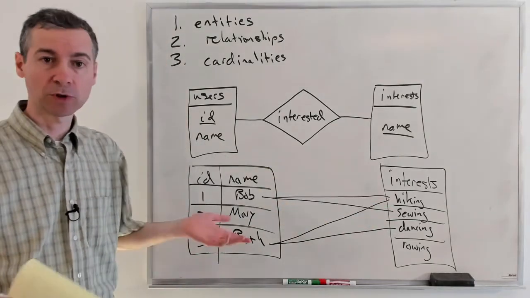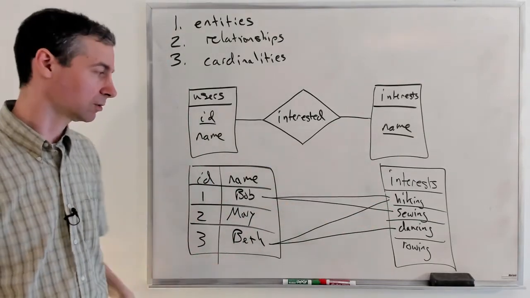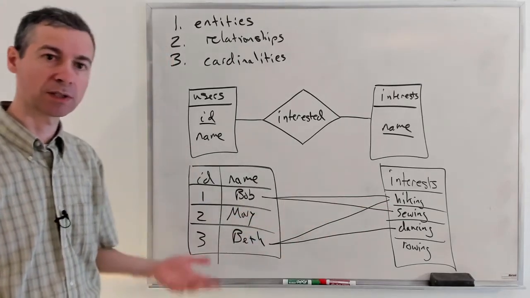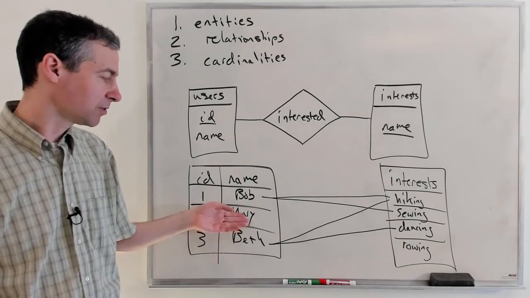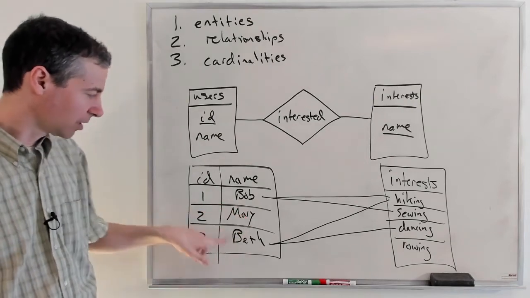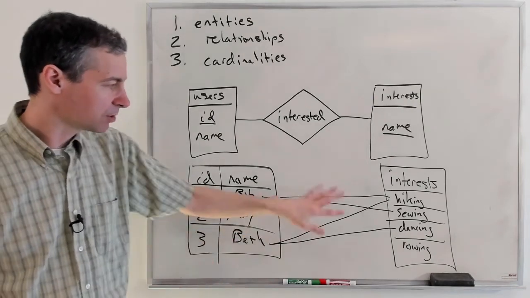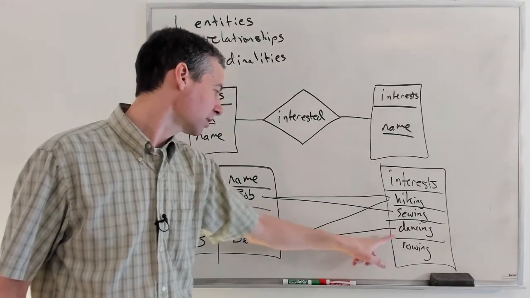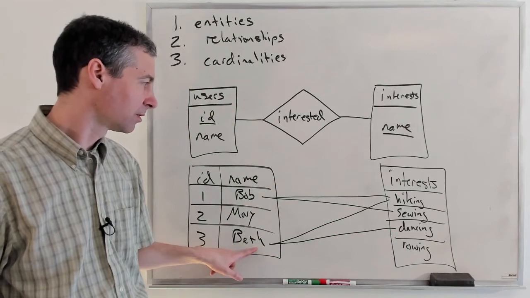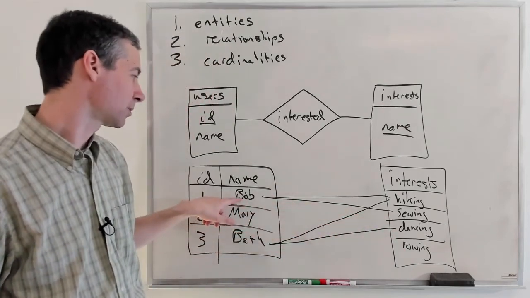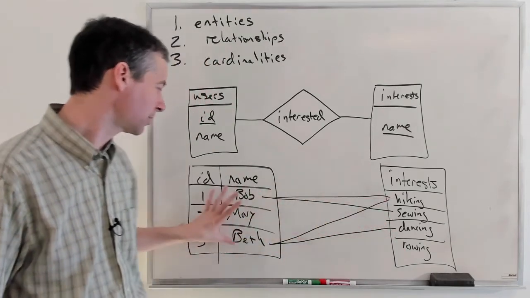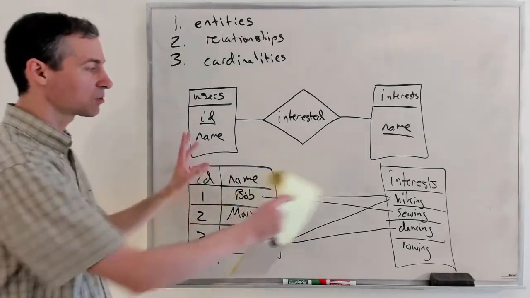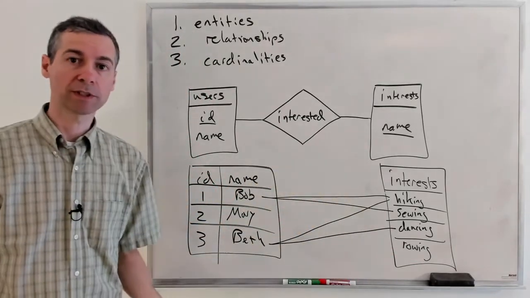Anyways, you can see the way that Bob, so this one user, is mapped to 2 interests. So it's mapped to more than one. That's a many, okay? Mary's mapped to none, and that's fine because in a many-to-many, you can be mapped to 0 or more. And Beth here is mapped to 2. All right, same thing. Now, goes the opposite direction. Dancing is only mapped to Beth. Sewing is only mapped to Bob, but hiking is mapped to 2 users, and rowing is mapped to none. So again, this is what represents a many-to-many relationship.